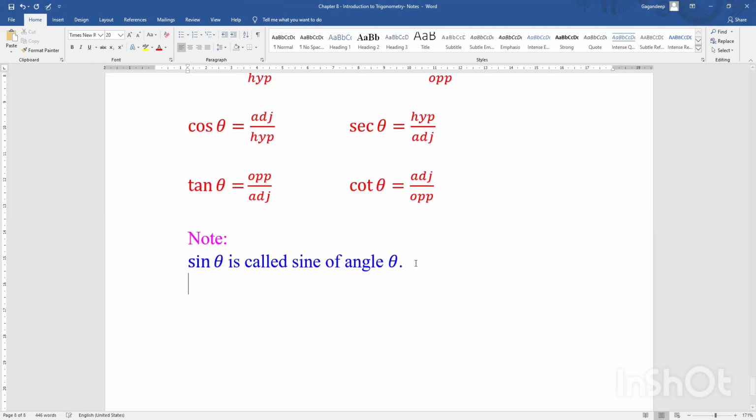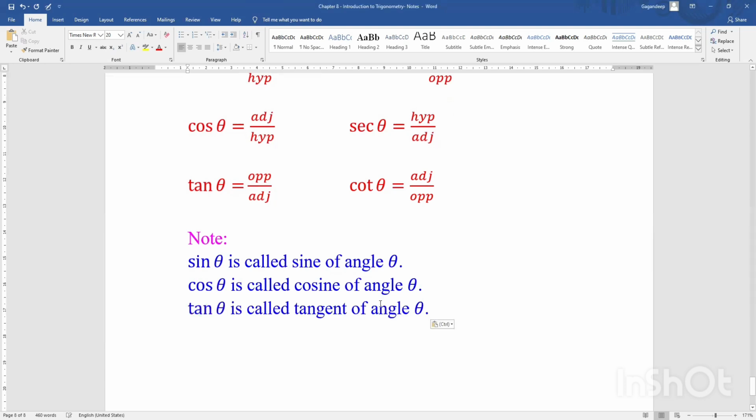And then cos theta is the cosine of angle theta. Then we have tan theta, which is the tangent of angle theta. Then we have cosecant theta, which is the cosecant of angle theta. Please read it as cosecant only. Don't say cosec, better to use cosecant. That will be good.